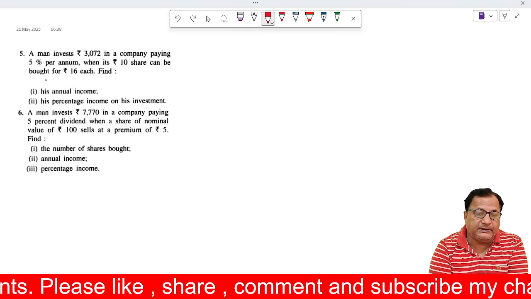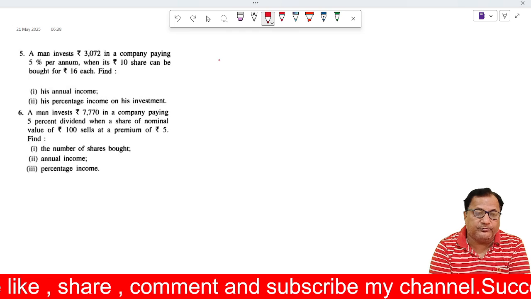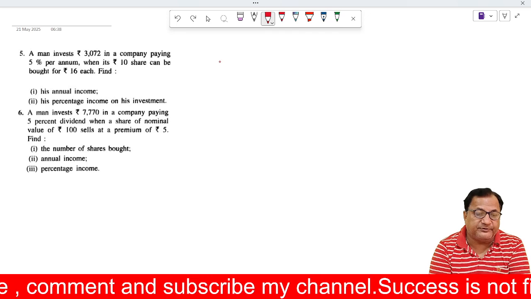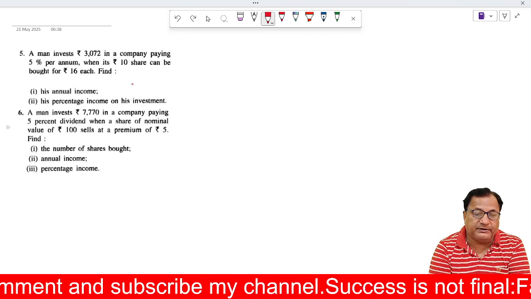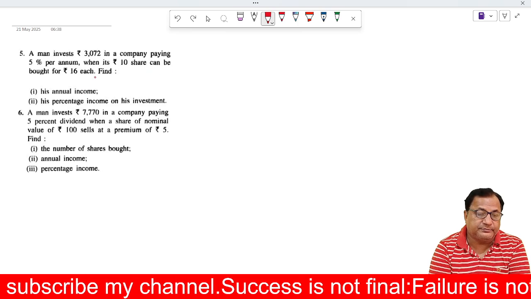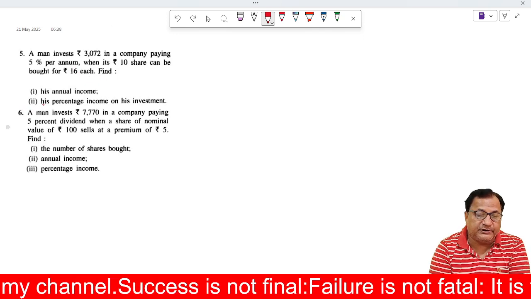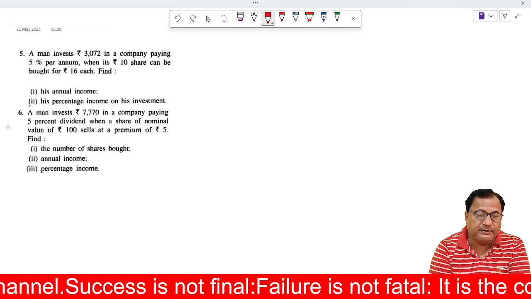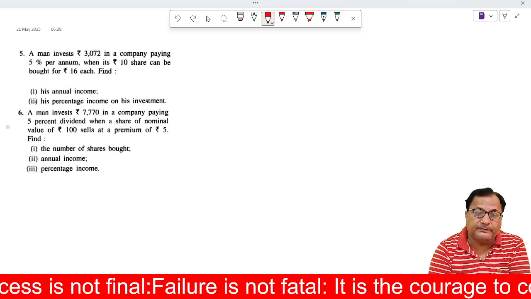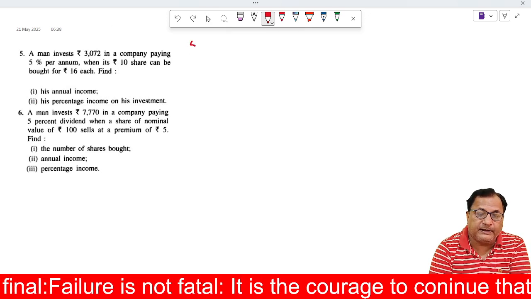Question number 5. A man invests rupees 3072 in a company paying 5% per annum when its rupees 10 share can be bought for rupees 16 each. Find his annual income and his percentage income on his investment. See question number 5.